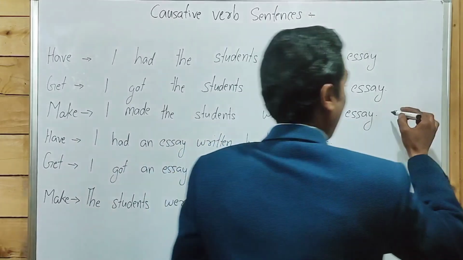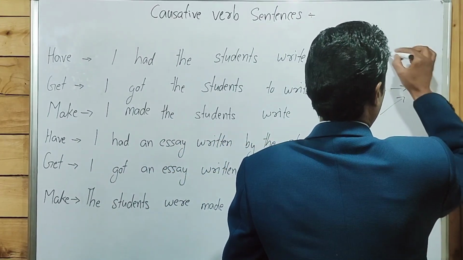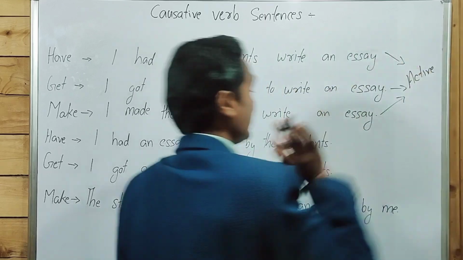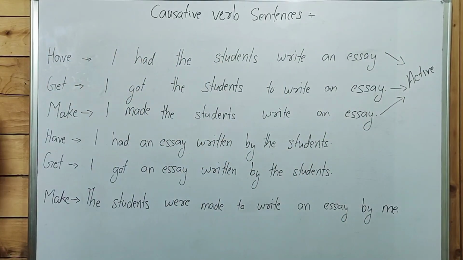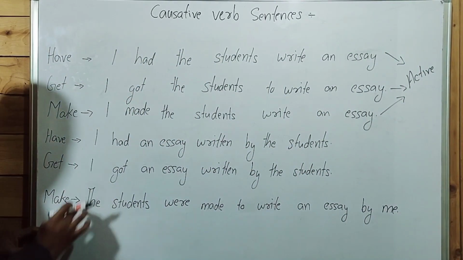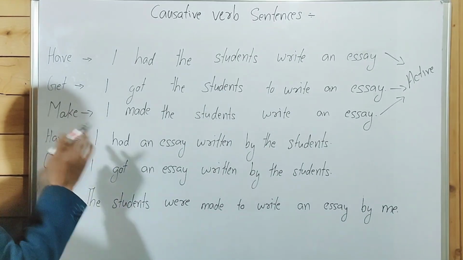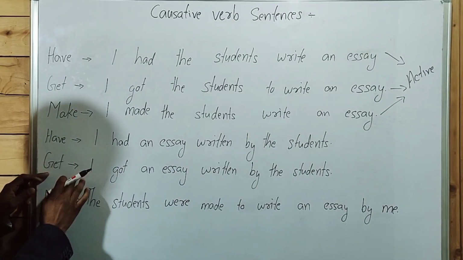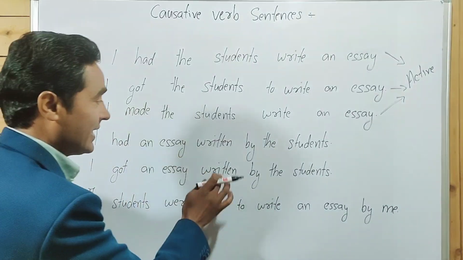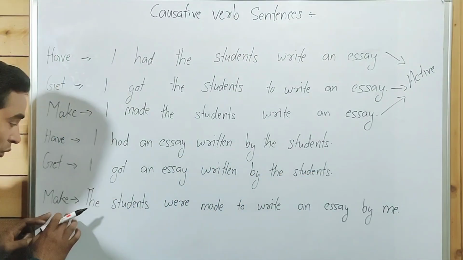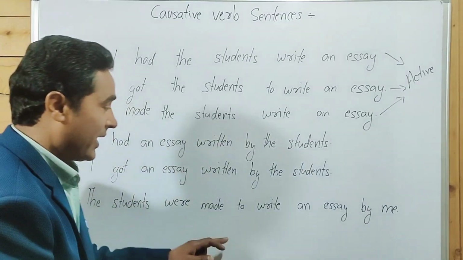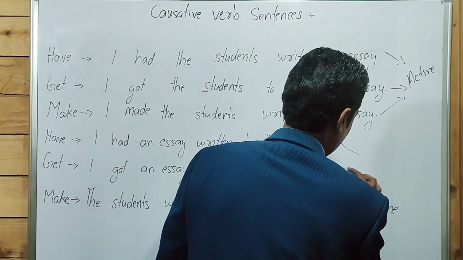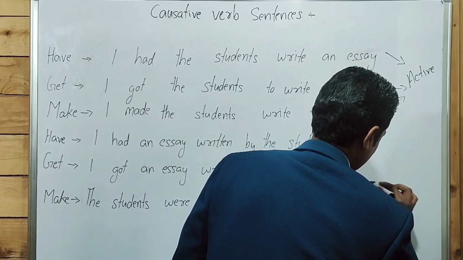These 3 are active structures. When we talk about passive, these 3 are passive structures. I had an essay written by the students. With get, I got an essay written by the students. With make, the students were made to write an essay by me. These are passive structures.